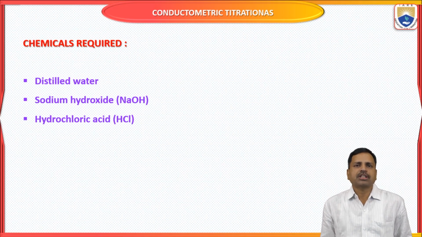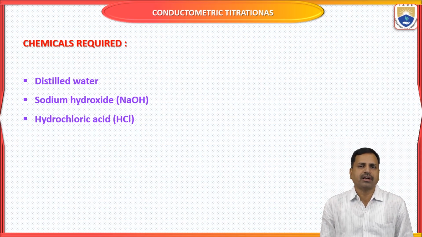This experiment is called conductometric titration because by using the conductivity meter, we are trying to find out the concentration of HCl. So that's why this experiment is called conductometric titration. These titrations will be based upon the concentration of the HCl.